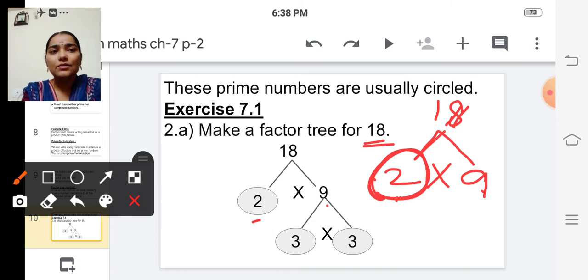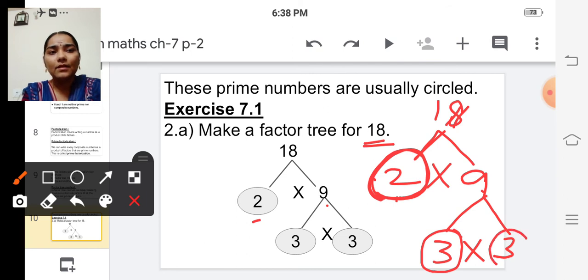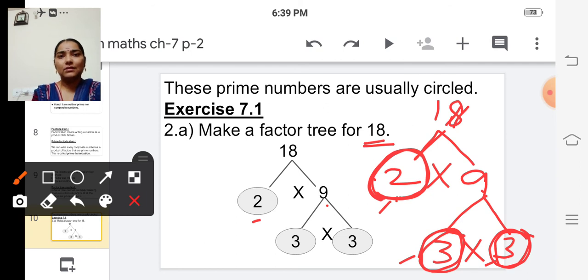What are the factors? 9 can be written as the product of its factors, 3 into 3. 3 3s are 9. Again 3 is a prime number. So we circle the numbers. So we get the prime factors, isn't it? So this is called prime factorization by factor tree method.